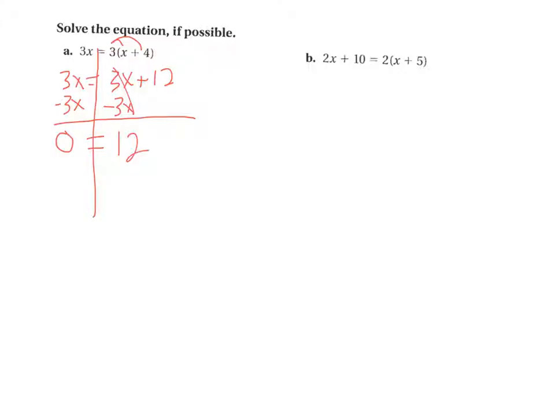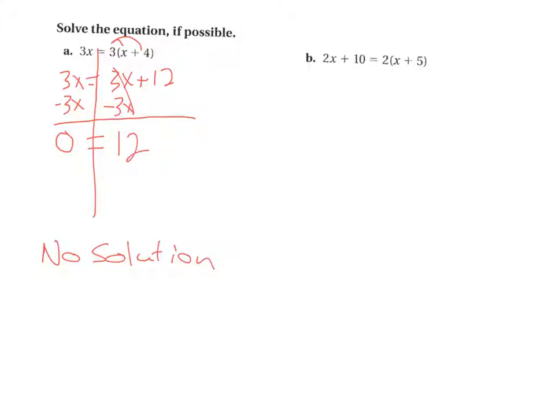Now, I don't have a variable to solve for anymore. There's nothing I can do in this problem to isolate the variable. We're done. We don't have any more steps to do, but this equation is not true. There is no value of x that exists that can make this equation true. It doesn't happen. So we say that there is no solution to this problem. 3x can never equal 3 times x plus 4.